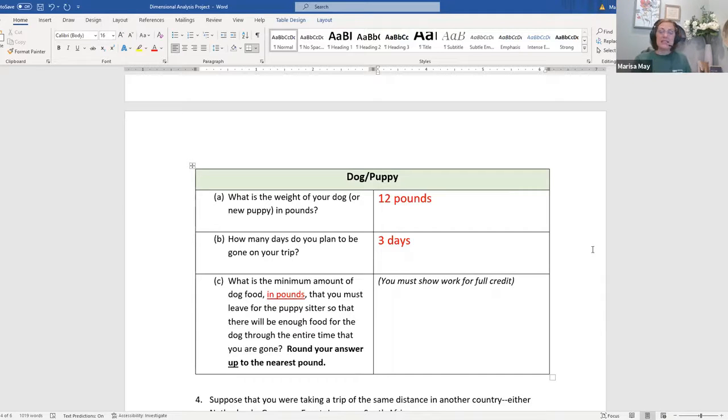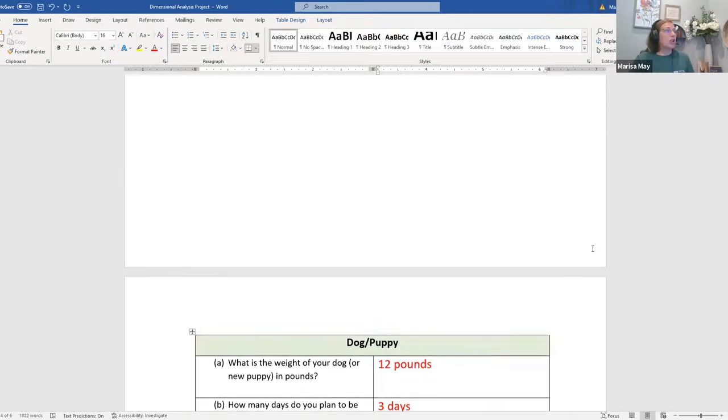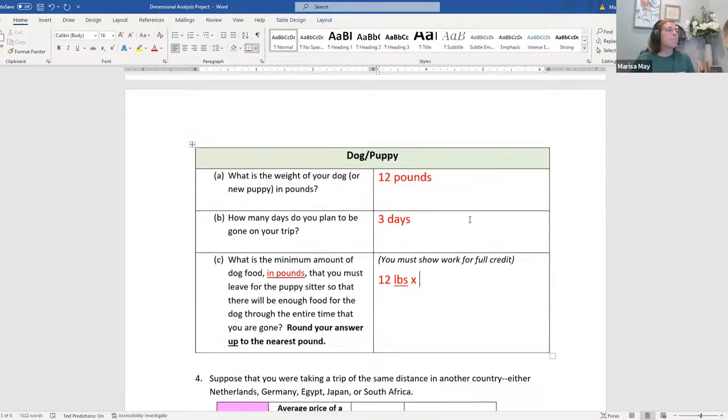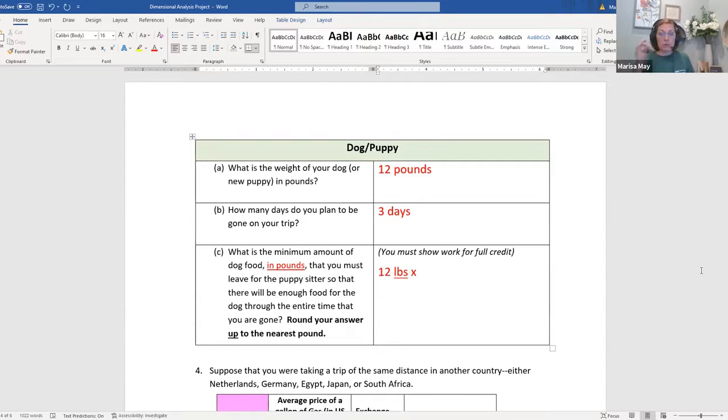Now, the first thing is I've got to deal with the 12 pounds, and I want to multiply by this: 30 pounds gets 14 ounces of food, okay? So pounds, 30 pounds, that's going to have to go in the bottom. So I'm going to do 14 ounces divided by 30 pounds. Whatever weight your animal is, remember mine's 12, it's going to be multiplied by 14 ounces divided by 30 pounds. Now I'm going to do that in my calculator.